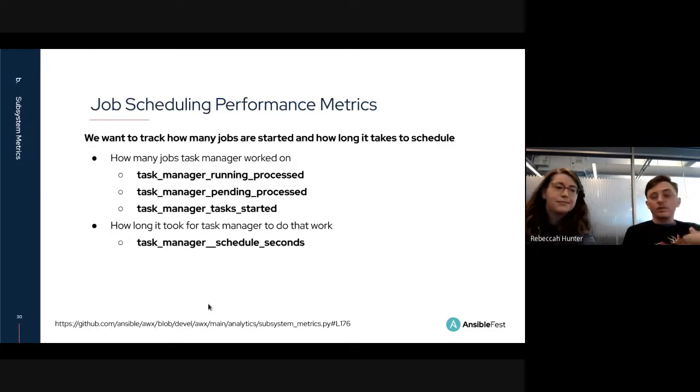We've got what I call the workload metrics, which are the task manager running process: how many running jobs did the task manager have to look at this time? Because it has to look at and determine how much capacity is currently consumed by the cluster. How many pending jobs did it look at? And how many of those pending jobs did it actually start? So that's the measurement of the size of the pie that it attempted to work on. And then the schedule seconds is how long it took to do that.